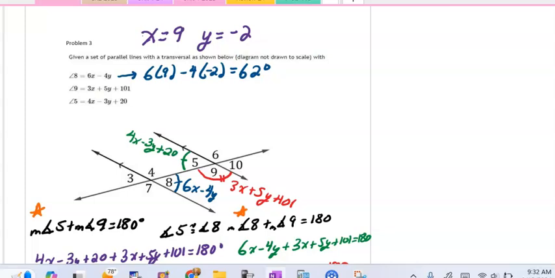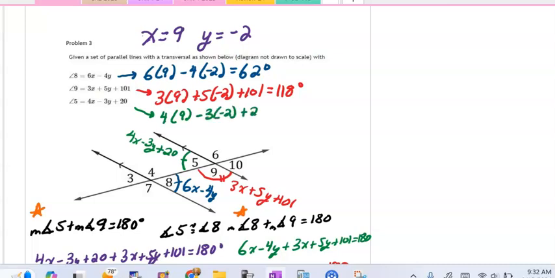Then I'm going to substitute into angle 9. So I'll say 3 times 9 plus 5 times negative 2 plus 101. Again, please use a calculator. So I'm using my calculator. And you'll get 118. And then I'm going to substitute for angle 5. So 4 times 9 minus 3 times negative 2 plus 20. Again, use a calculator, and when I do that, I get 62 degrees.